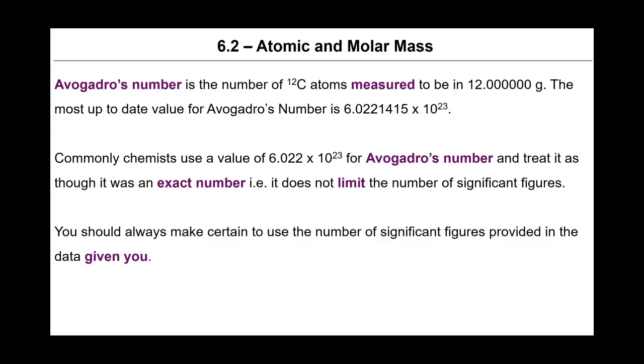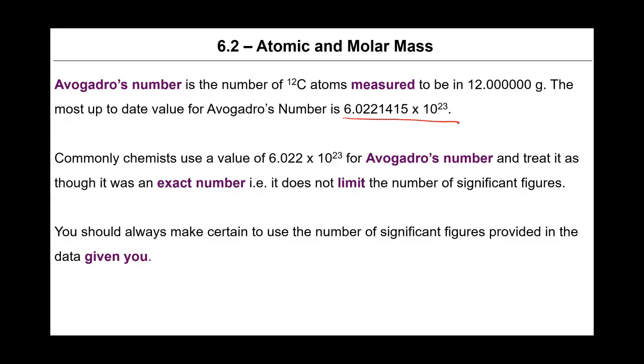So just doing a little bit of housekeeping here. Avogadro's number is the number of carbon-12 atoms measured to be present in 12.000000 grams of carbon-12. And the most up-to-date value for it is 6.0221415 times 10 to the 23, not 10 to the 3. That would be a horrible error.